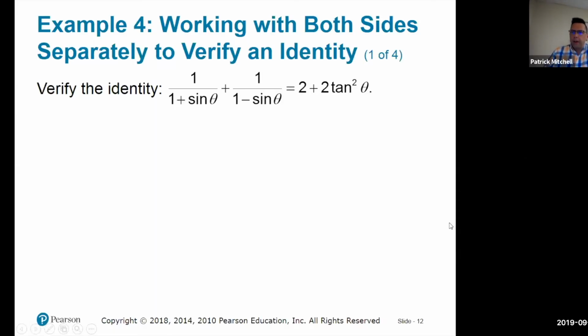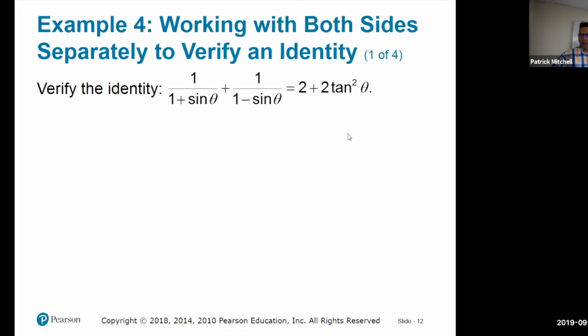All right, that brings us to example 4. Now they call this working with both sides separately to verify an identity. I don't think that's really necessary with this one, but we'll do it that way. If you're watching this at home, I'm going to ask you to pause the video and try this, because this side here, I think you're going to do something kind of similar to what we did in the last example. So pause the video, try it, and then we'll compare notes.